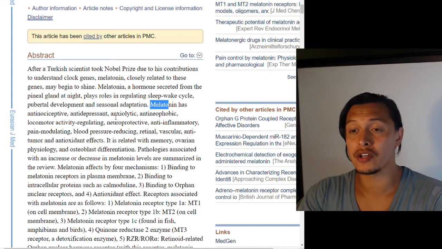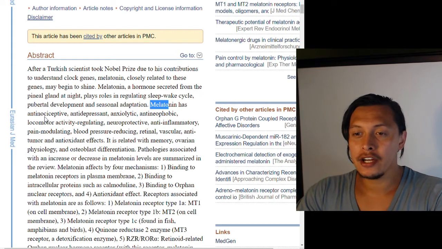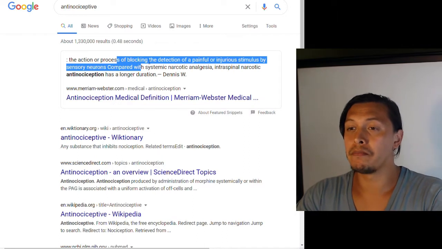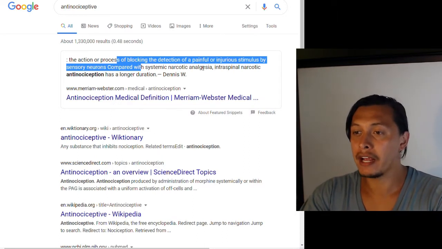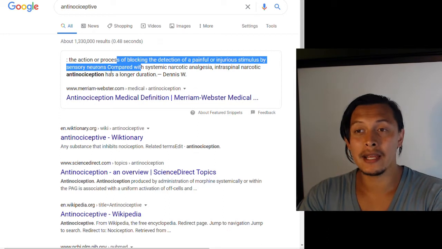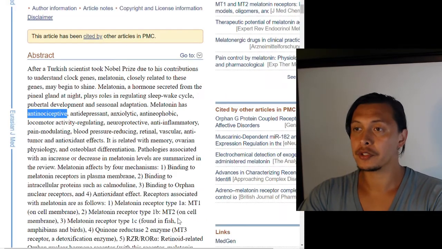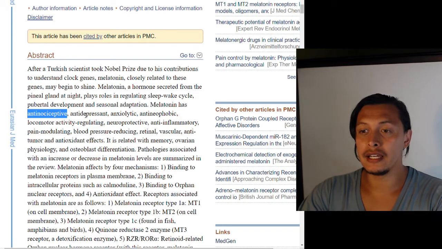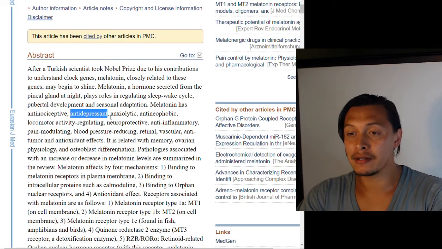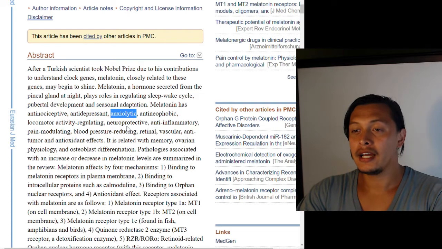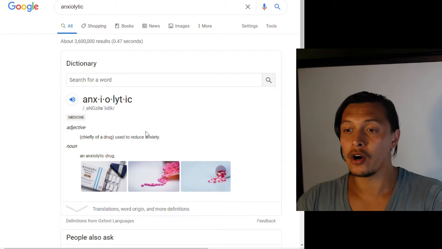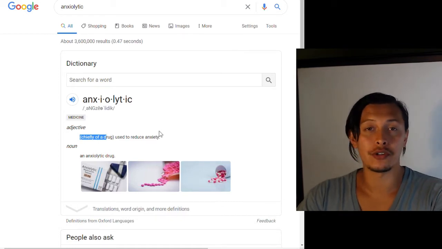Regardless, let's continue. So melatonin has anti-nociceptive effects. What does that mean, anti-nociceptive? It means blocking the detection of painful or injurious stimuli. So it's anti-pain. Nociceptive is painful, so anti-nociceptive would be something that inhibits pain. So it can block pain. It can be antidepressant. It can be anxiolytic. And what is anxiolytic? That means getting rid of anxiousness. Anxiolytic drugs are drugs that are used to reduce anxiety.